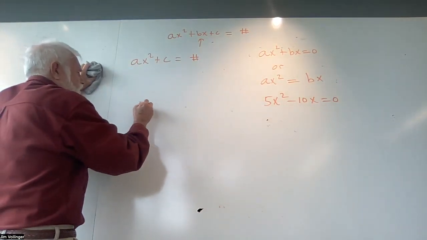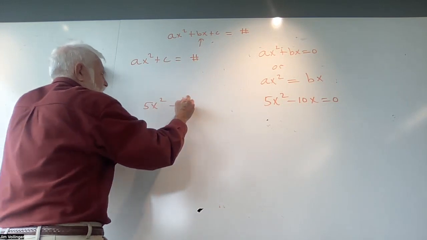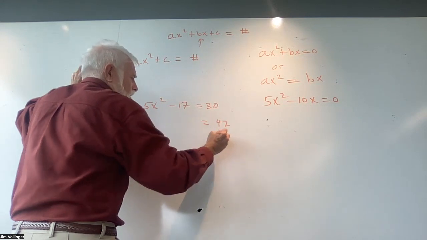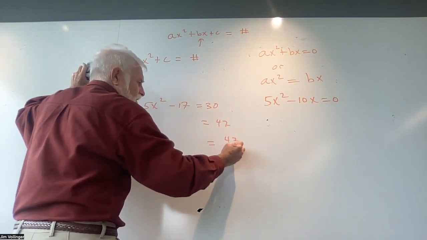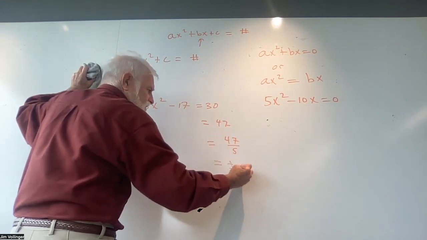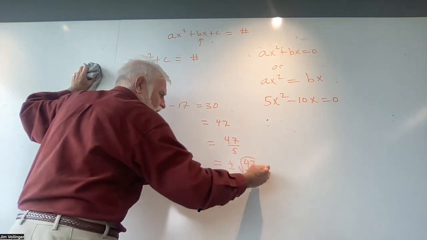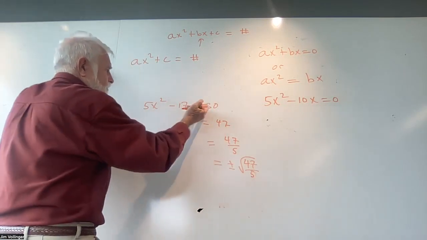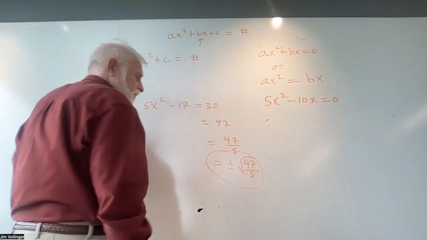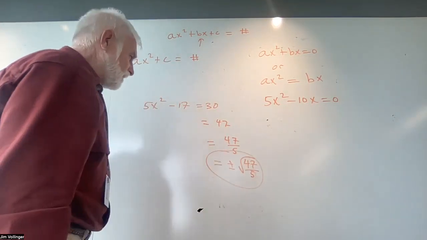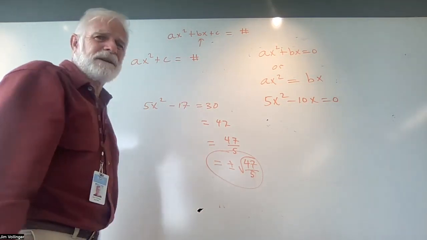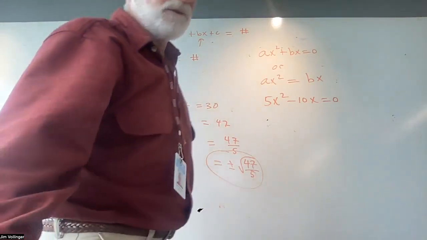So let's look at 5x squared minus 17 equals 30. Yeah, that's a nice one. So that's 47. That's 47 over 5. That's plus minus the square root of 47 over 5. I hope that you can almost do that in your head. I wouldn't encourage you to, because you still might make a careless error, but hopefully you're doing that in 10 seconds. All right, and you can do these in 10 seconds too.